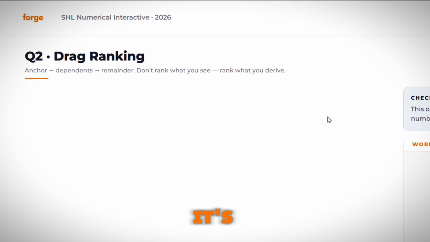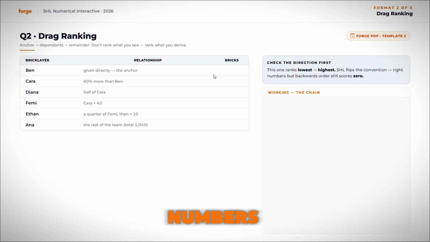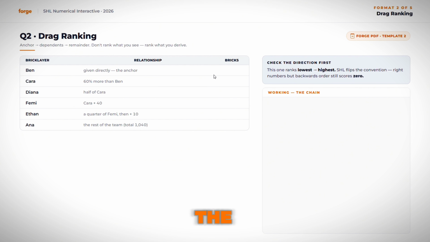Now for question 2, it's a drag ranking question. This is the most SHL question there is. So if you're looking at the template, this is template 2. You're given relationships, not numbers. So you have to build every value before you rank anyone. And before you drag a thing, make sure you check the direction. This one's going from lowest all the way to highest. So if you get the direction wrong, you score 0, even if you get every number right.